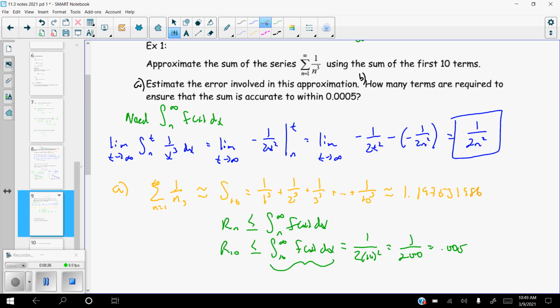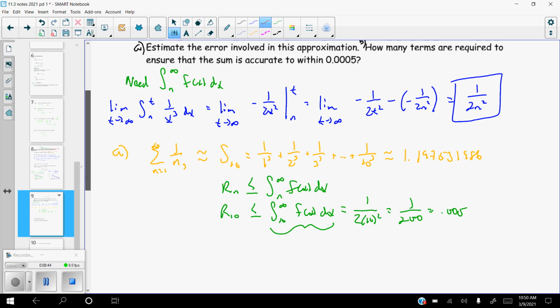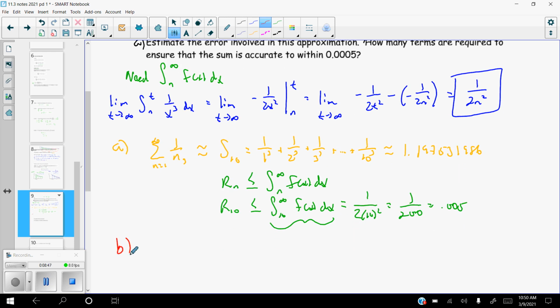And then part B says, using the same information, how many terms is it going to take to make the approximation within 0.0005? So we're adding another 0 in there. Well, let's see. So we want our remainder of the first n terms, again, to be less than or equal to, I'm just rewriting the same information that I've done before, the integral from n to infinity of f of x dx. We want our remainder, this is what we want, to be less than 0.0005. That's what we're looking for.